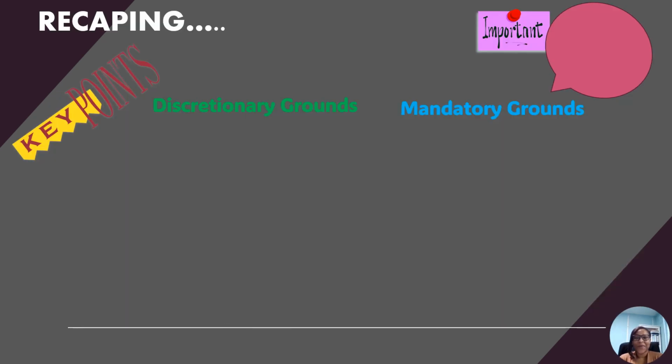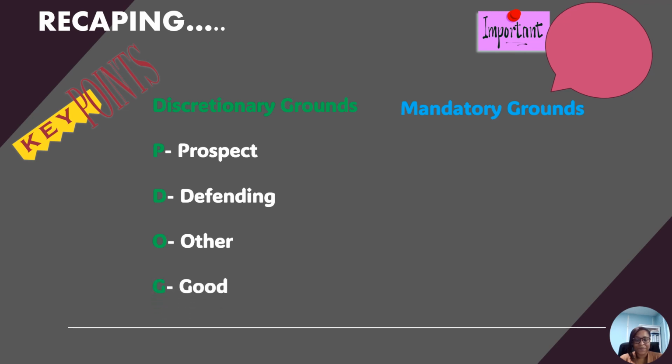Let us recap. On CPR 13, there are two grounds under which the court can set aside a default judgment. There is the discretionary ground and the mandatory ground. Let us recap the discretionary ground. The legal test is where the defendant has a real prospect of successfully defending the claim, or there are other good reasons to set aside the default judgment.